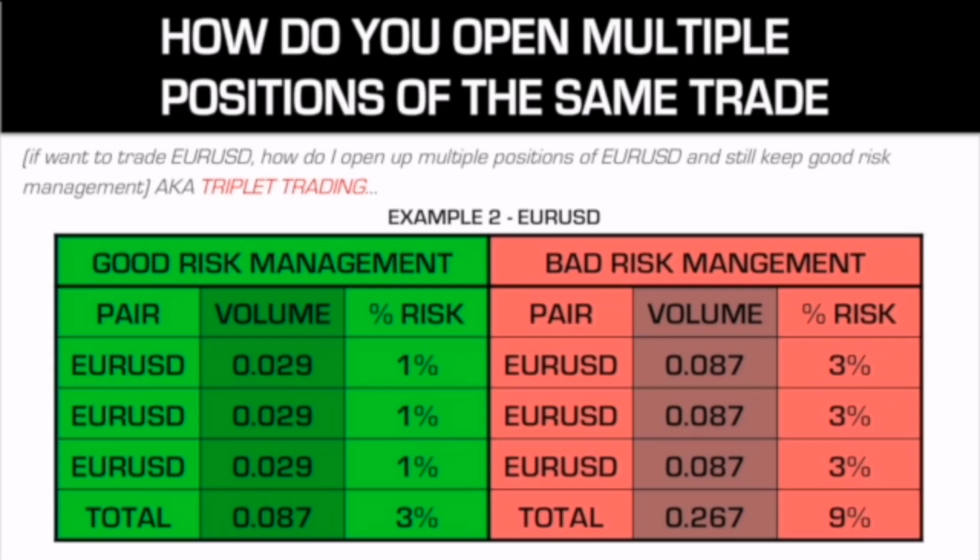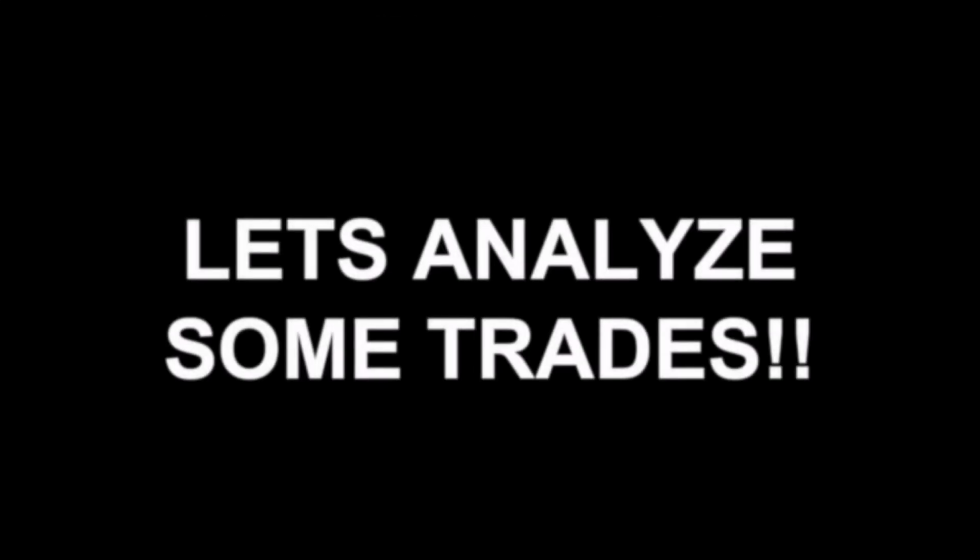One reason is you definitely want to diversify your portfolio. You do not want to have 9% of your account in one currency pair. Always keep 3% per currency pair, commodity, whatever it is that you decide to trade. You can have a whole lot of them, but as long as you're risking 3% per type of pair, you're in good shape. So on the next slide, we're going to be analyzing some trades that people have sent in.